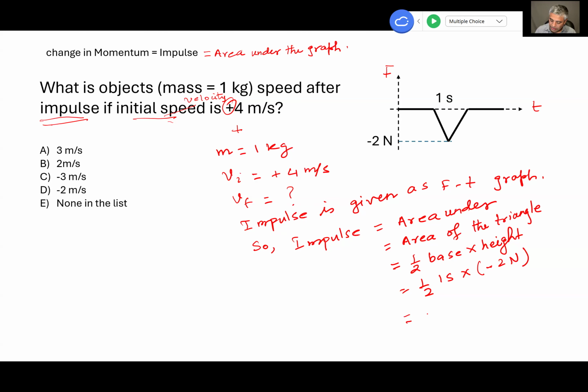So that makes it -1, not just meter per second, but kilogram meter per second, I think, the unit of impulse. How do we do that? Remember, Newton means kilogram meter over second squared. So one of the seconds cancels with this, leaving just 1 second here. Okay. So that is the impulse known.